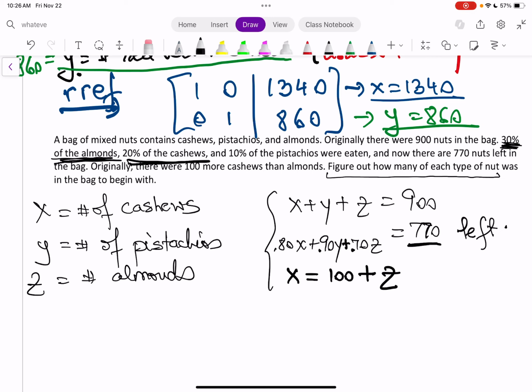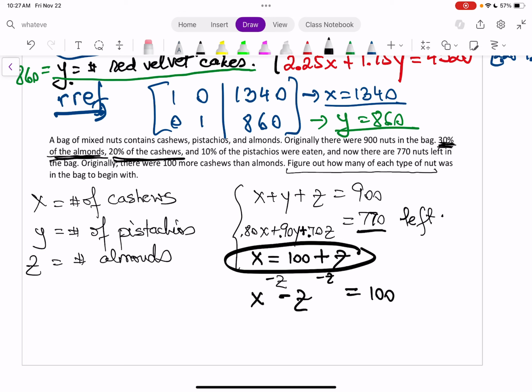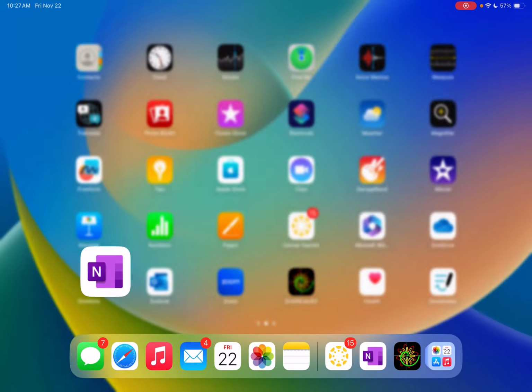Okay, so this was our third equation. Originally there were 100 more cashews than almonds. Now, to enter this in the calculator, we have to rearrange this equation. So I need to subtract the z over and have it equal 100. I'm subtracting the z because I want all variables on one side of the equation and just the constants over to the other side. So here is the matrix that I need to enter.